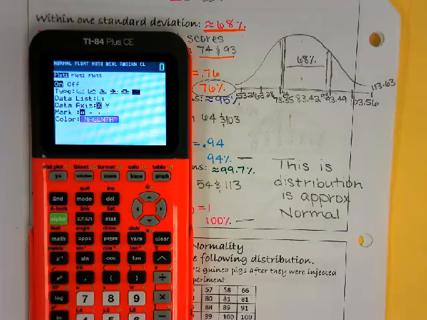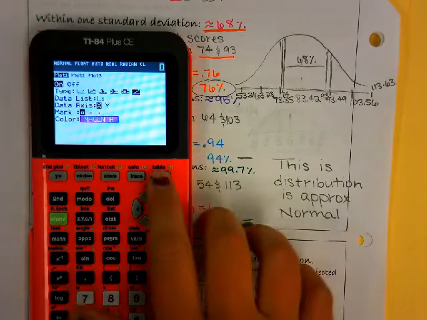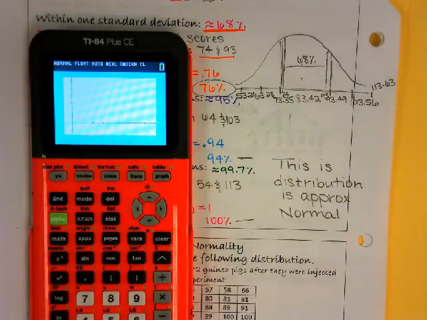So your data list should be list 1. You're going to leave the data axis as X. And then you're going to hit graph. Now, some of you may get a graph. I obviously did not. So the way I fix that is by hitting zoom 9, and then it puts all my data in there for me, picks a pretty window.